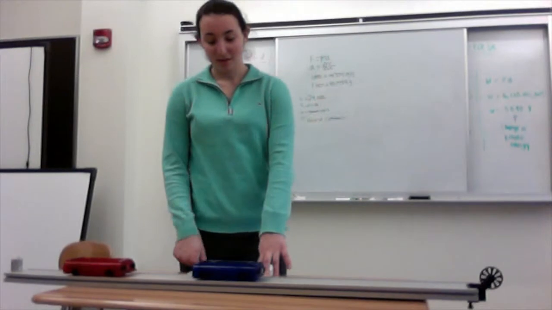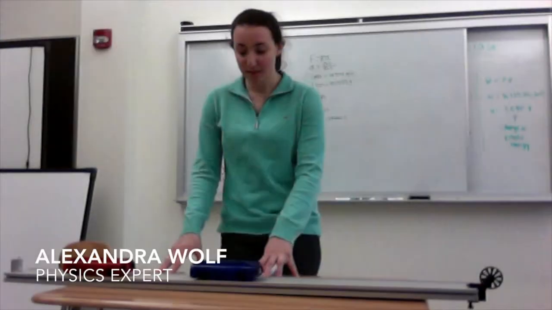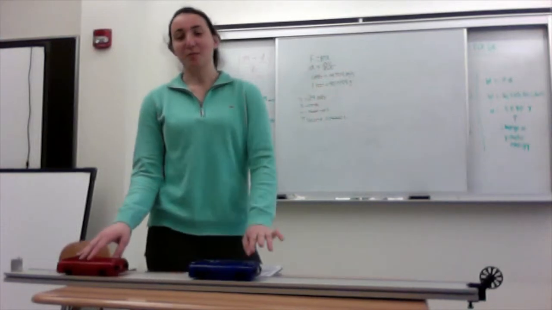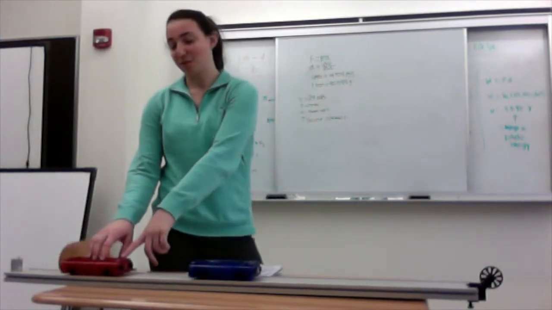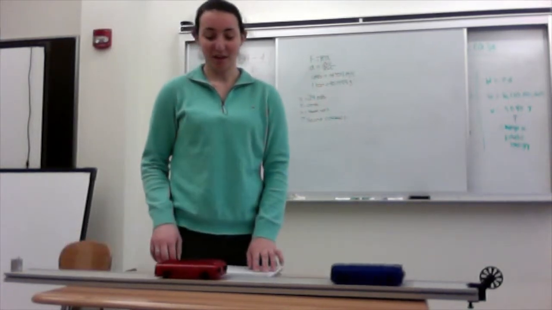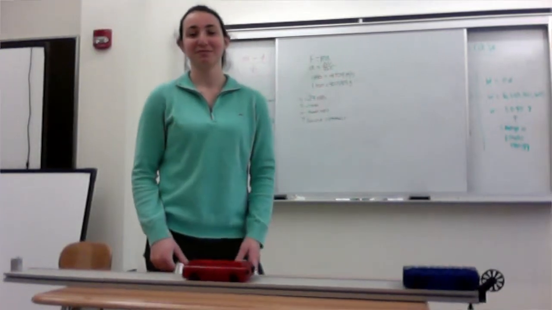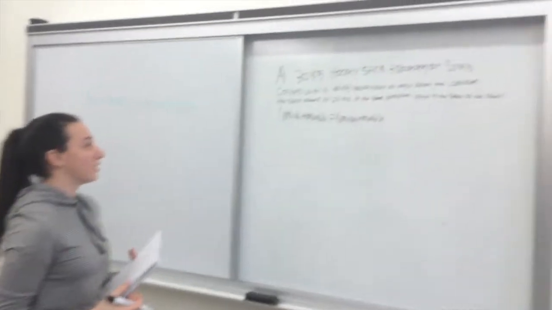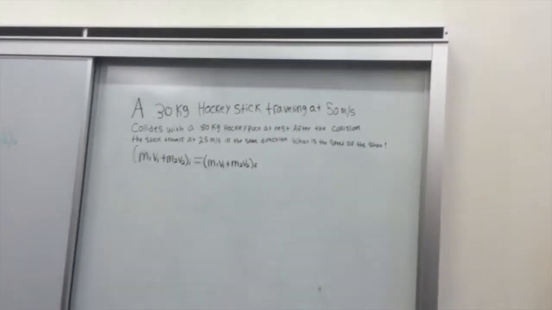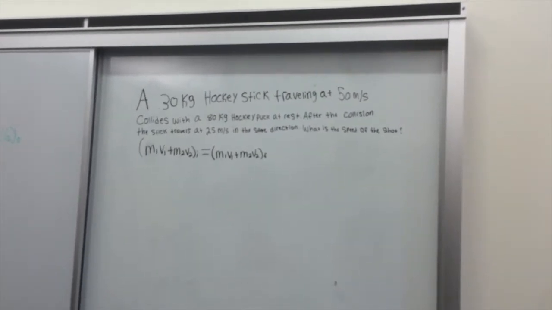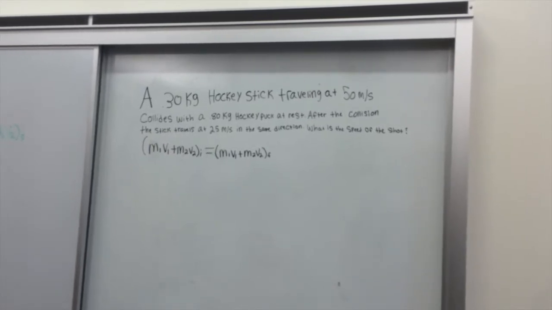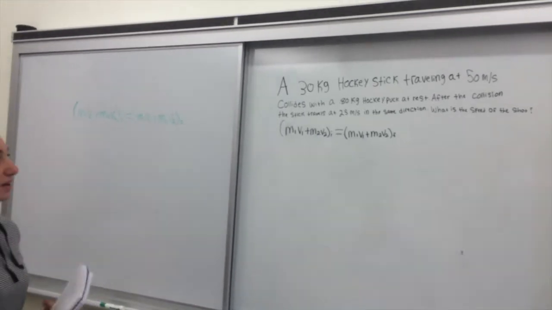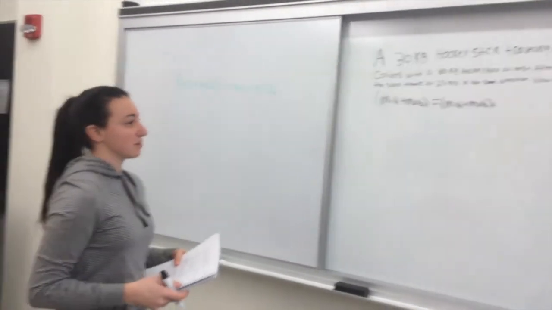An inelastic collision is when two objects collide and momentum is conserved. So when this car hits this one, they're both going to move in the same direction. This one's just going to move a little bit slower. So it's like that. This one's still moving. So an example of an inelastic problem would be a 0.30 kilogram hockey stick traveling at 50 meters per second collides with a 0.80 kilogram hockey puck at rest. After the collision, the stick travels at 25 meters per second in the same direction. What is the speed of the shot?